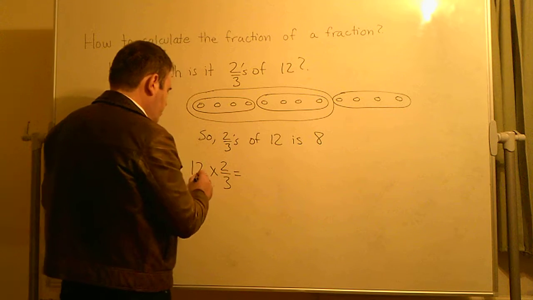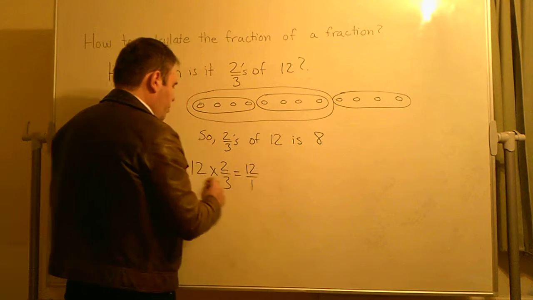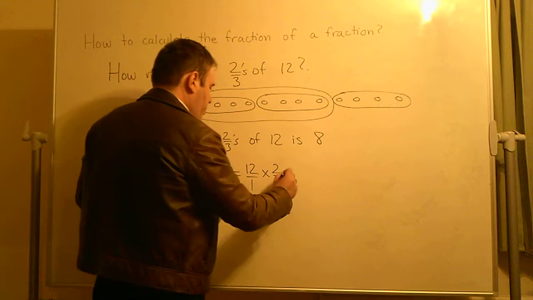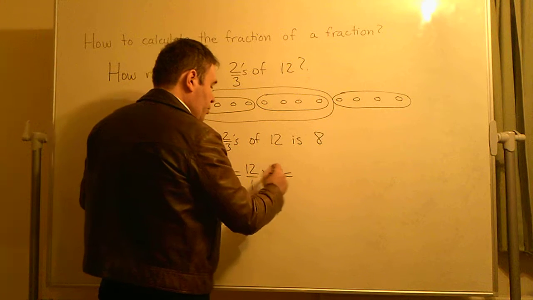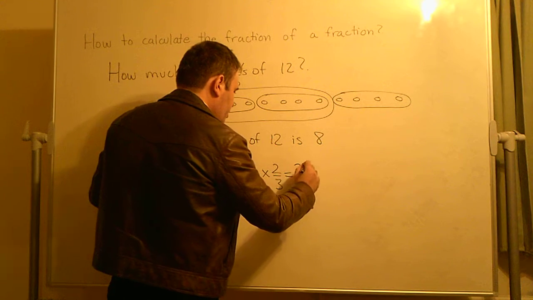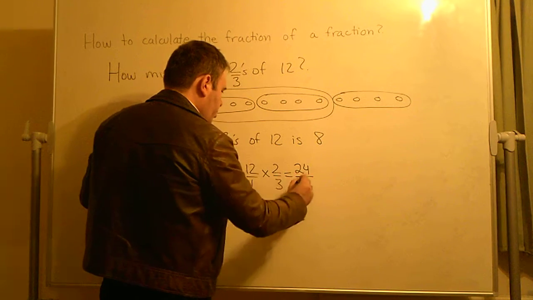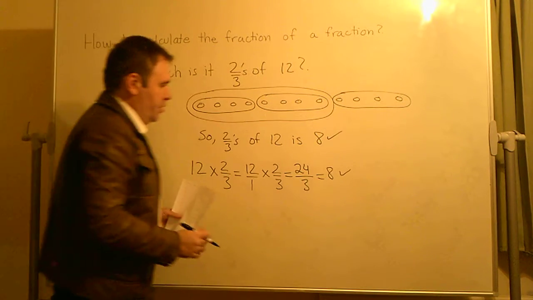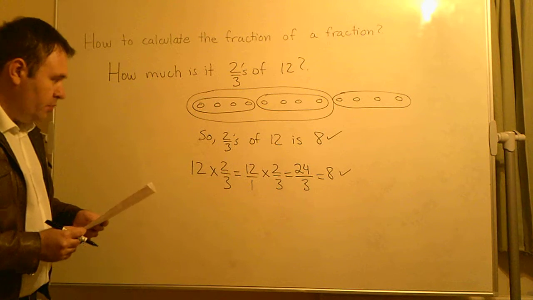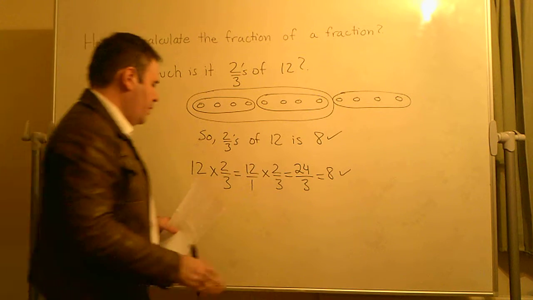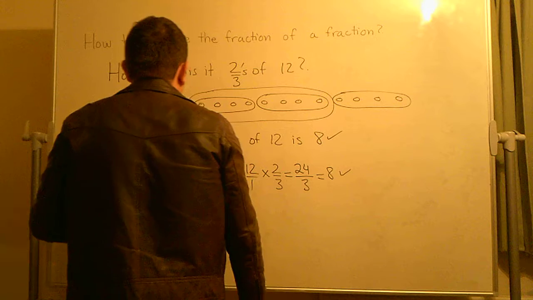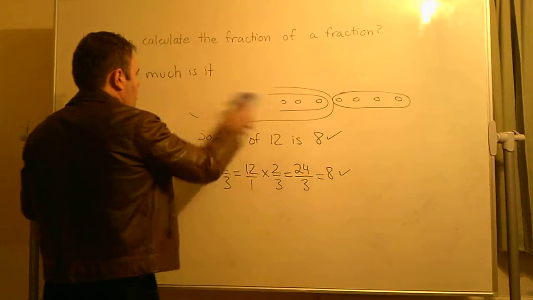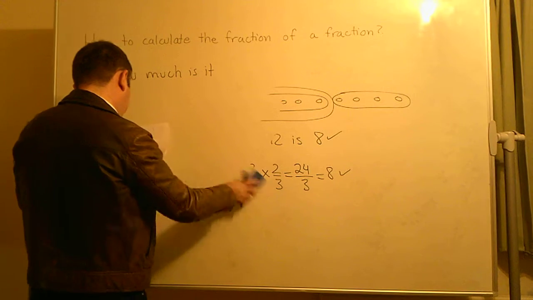So this is 12 divided by 1 times 2/3. And then 12 times 2 is 24 divided by 3 times 1, which is 3, and then we would get 8. Okay? So now let's do another example.